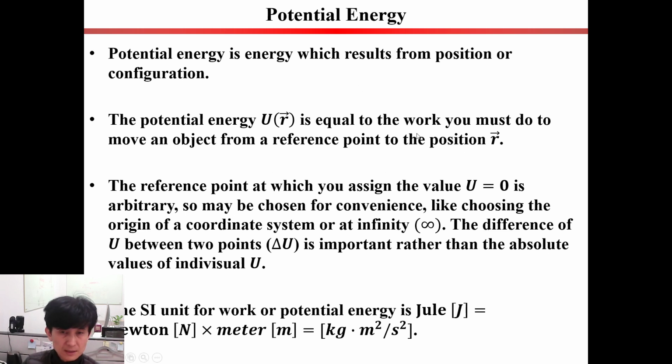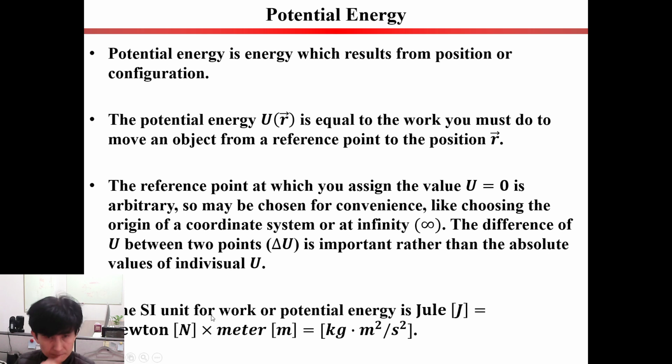So I'll mention this point again later. One of the interesting points of a potential energy is that you can put the reference value of a potential energy, which is U equals 0 point, arbitrarily. So the important thing here is not the absolute value of individual potential energy, but the potential energy difference, delta U, between one point to the other point.